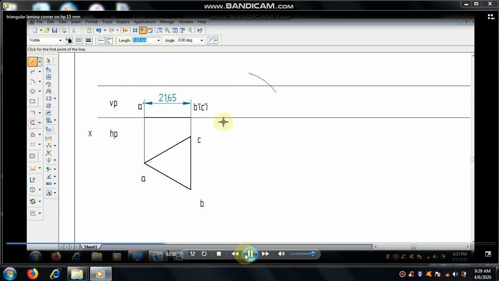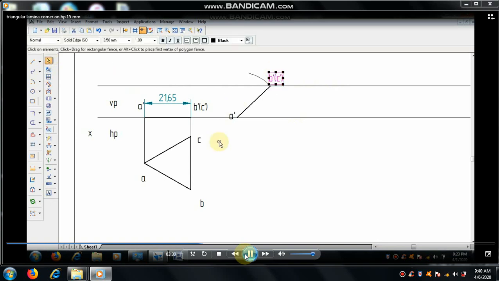By using the trim option you can cut it. Unwanted portion I removed. Then for the same 21.65 with the center point, join that one and make it 0.5 mm thickness. Now we mention the names A dash, B dash in bracket C dash, and check the angle. We can see what the angle is, because we have to find it out.